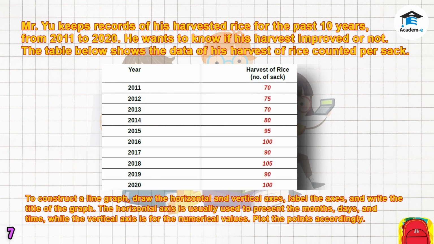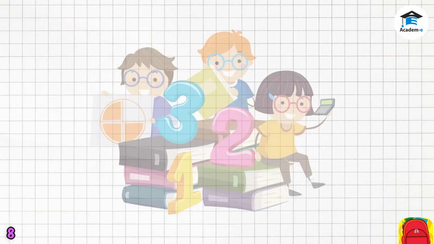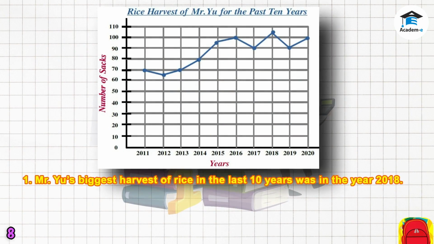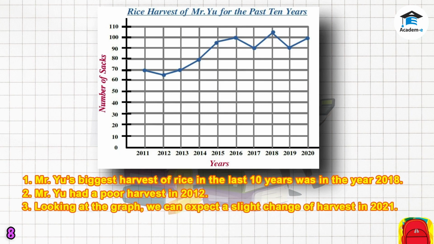To construct a line graph, draw the horizontal and the vertical axes, label the axes, and write the title of the graph. The horizontal axis is usually used to present the months, days, and time, while the vertical axis is for numerical values. Plot the points accordingly. Based on the line graph, we can conclude the following. Mr. Yu's biggest harvest of rice in the last 10 years was in the year 2018. Mr. Yu had a poor harvest in 2012. Looking at the graph, we can expect a slight change of harvest in 2021.